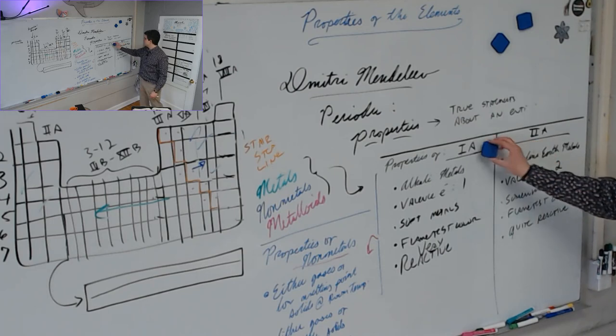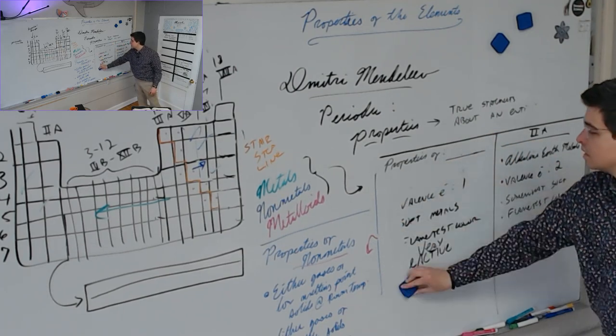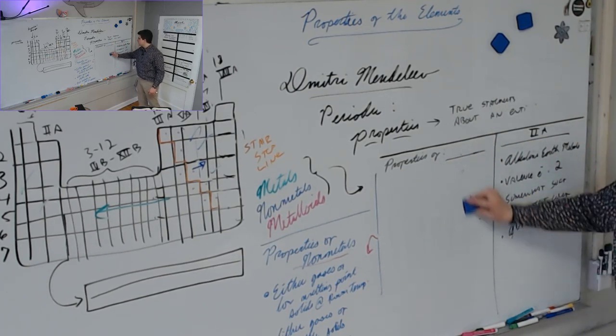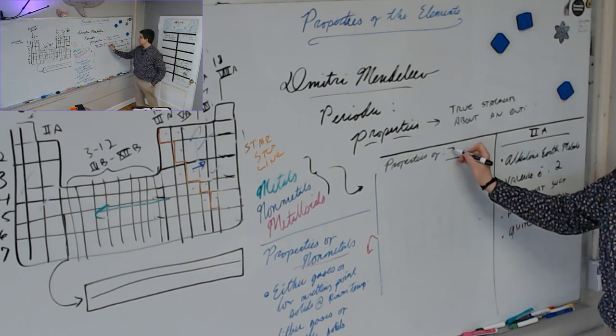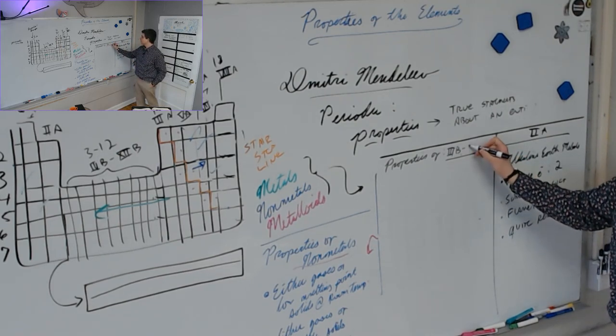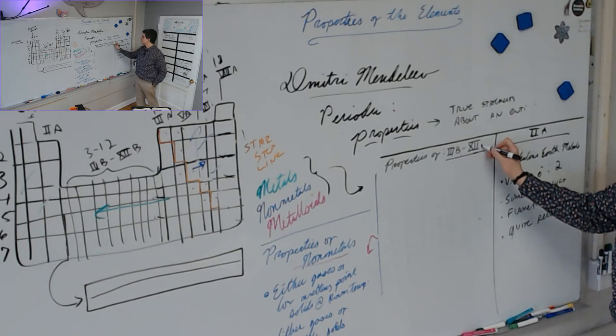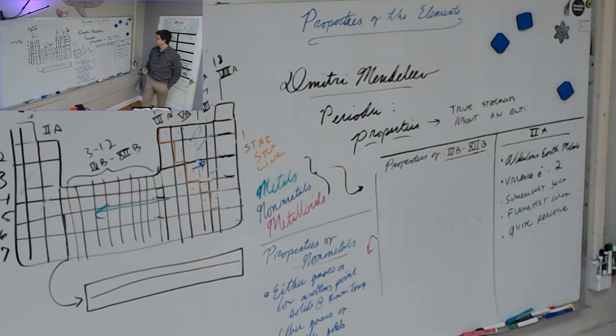I'm going to move back over here, and we're going to talk about groups 3 through 12, which is also sometimes called 3B through 12B. This whole block, 3 through 12, most of the elements on the periodic table, are called what? You should know from your vocab.